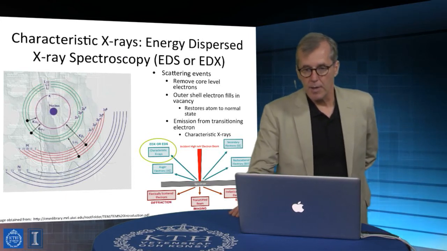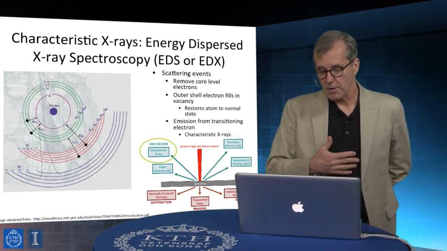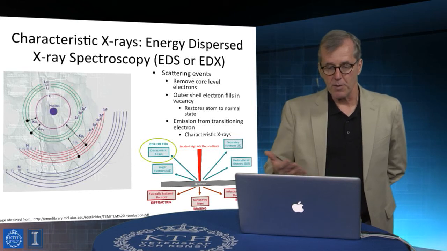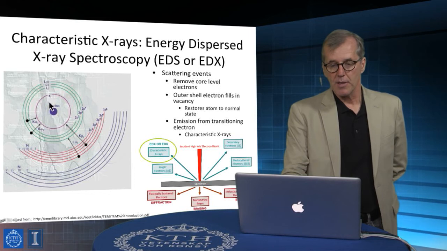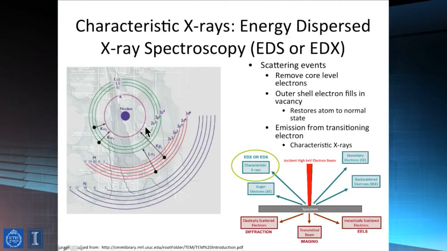Okay. Now, the X-rays, even in this form of measurement, are exactly the same as what we saw before, and that is, they arise from ionization events and relaxation events that lead to X-ray fluorescence.